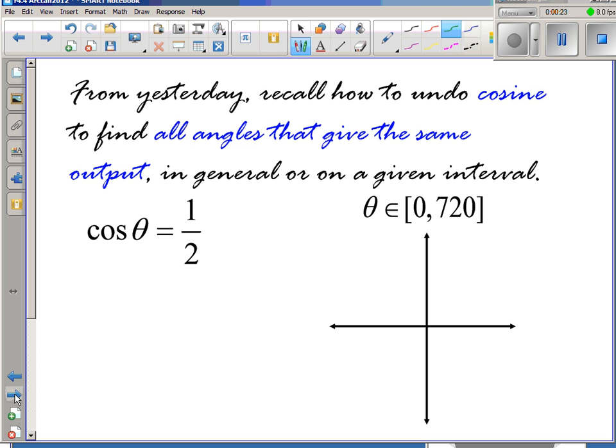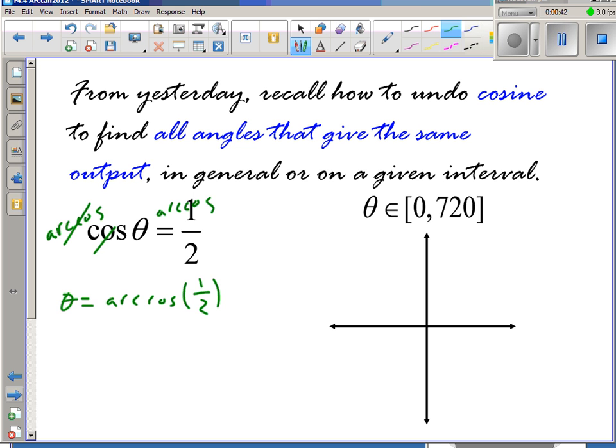All right, let's just warm up with what was done yesterday with cosine. In order to undo the cosine function, we arc cos both sides to undo it. So we get theta equals the arc cosine of 1/2. And there's a definition for that.